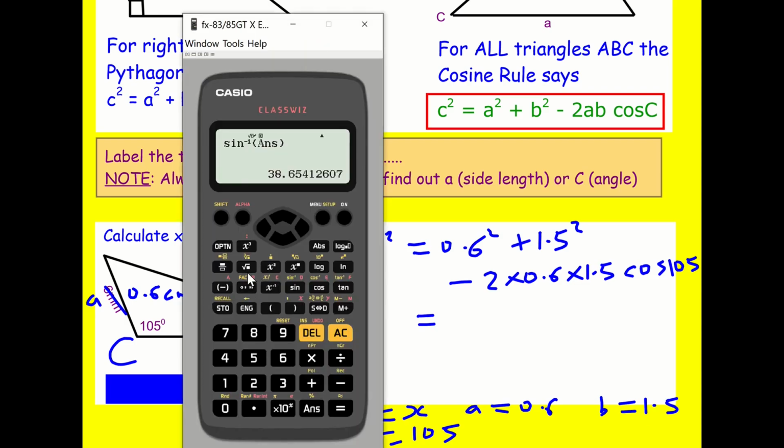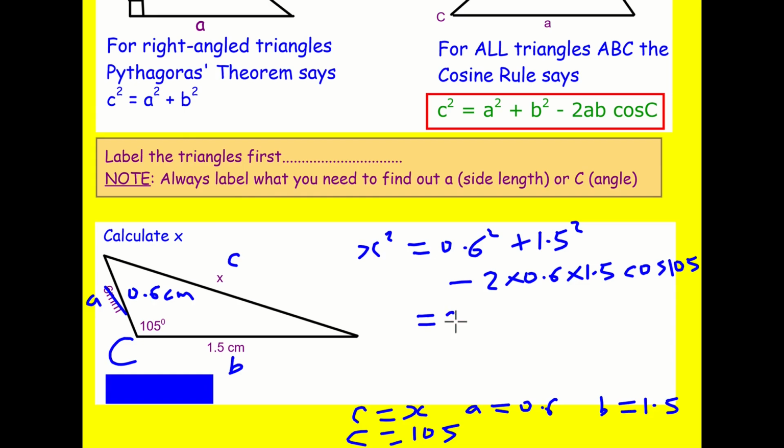So we'll work out x squared. Just put it into the calculator exactly as I've written it here. I can put a times in if I want, but I don't need to. Okay, close bracket. And there we have it, 3.075. But that is only the value for x squared.